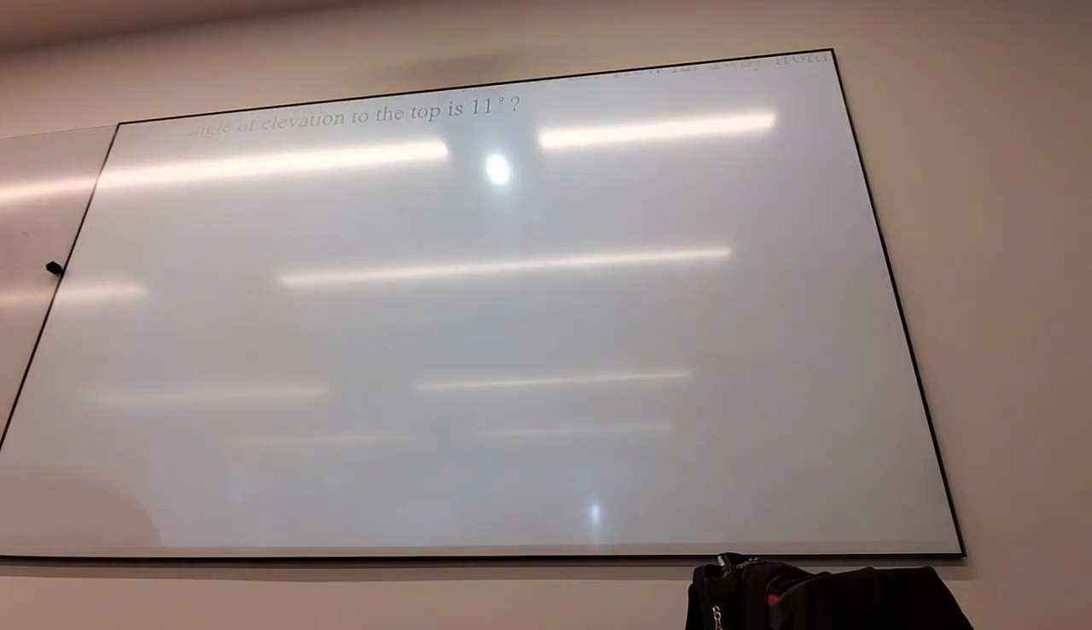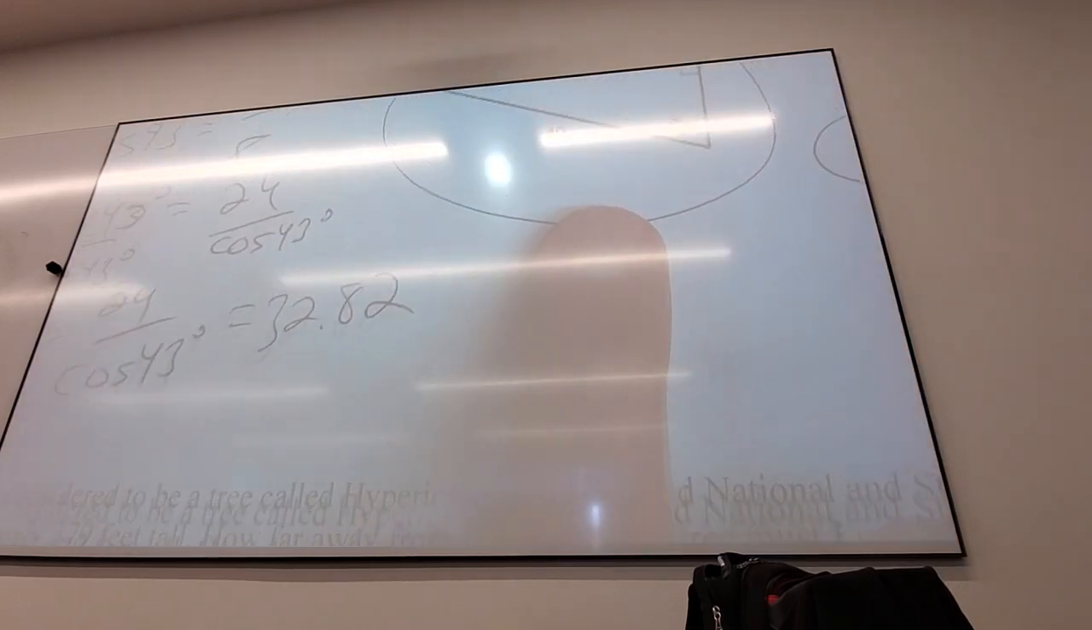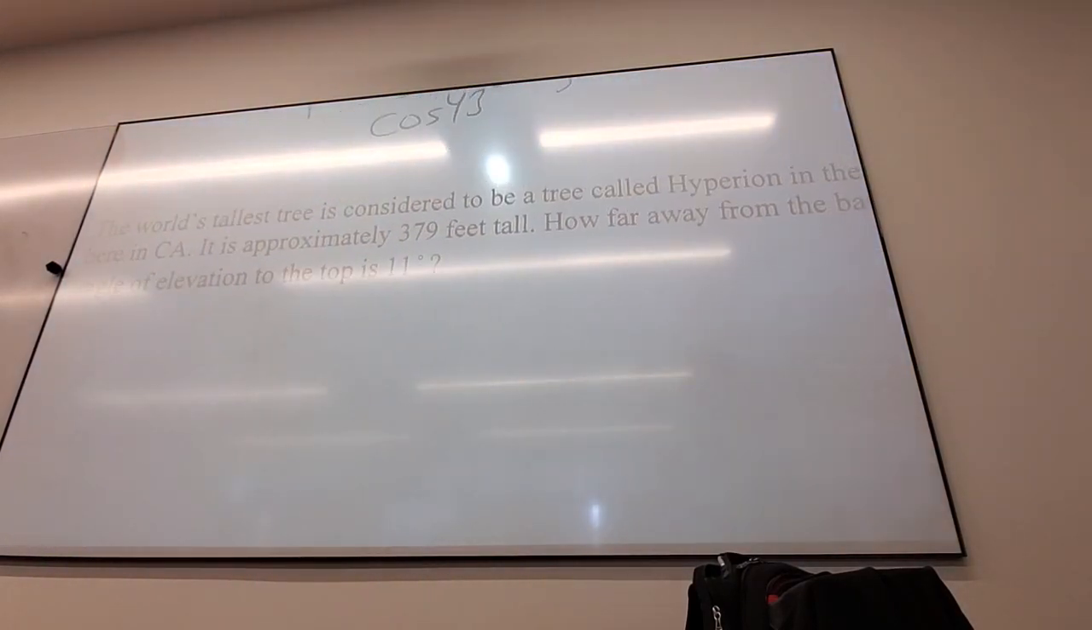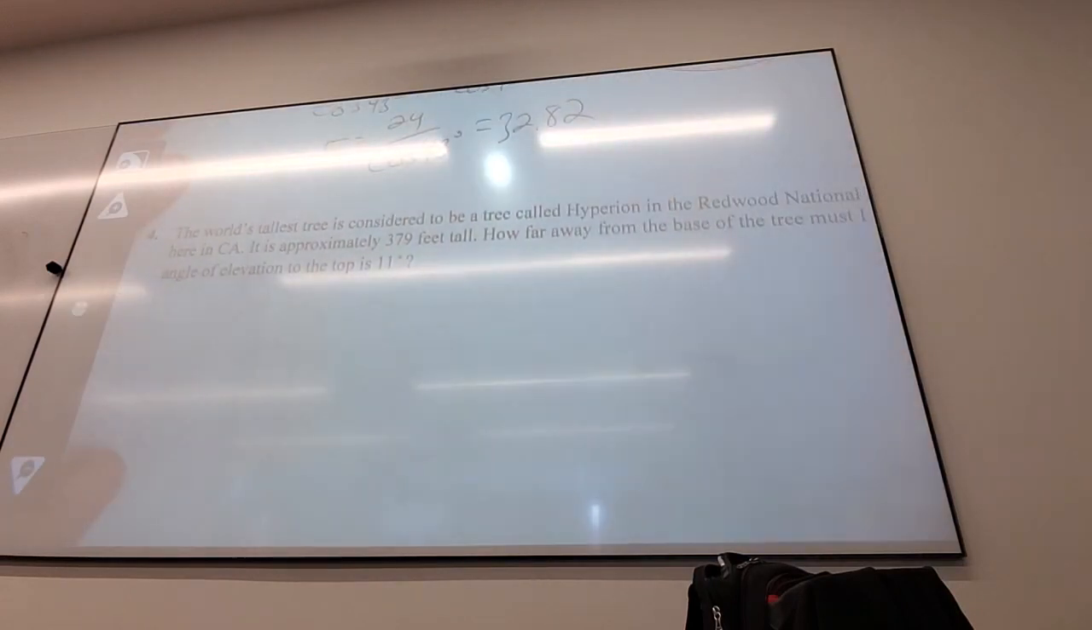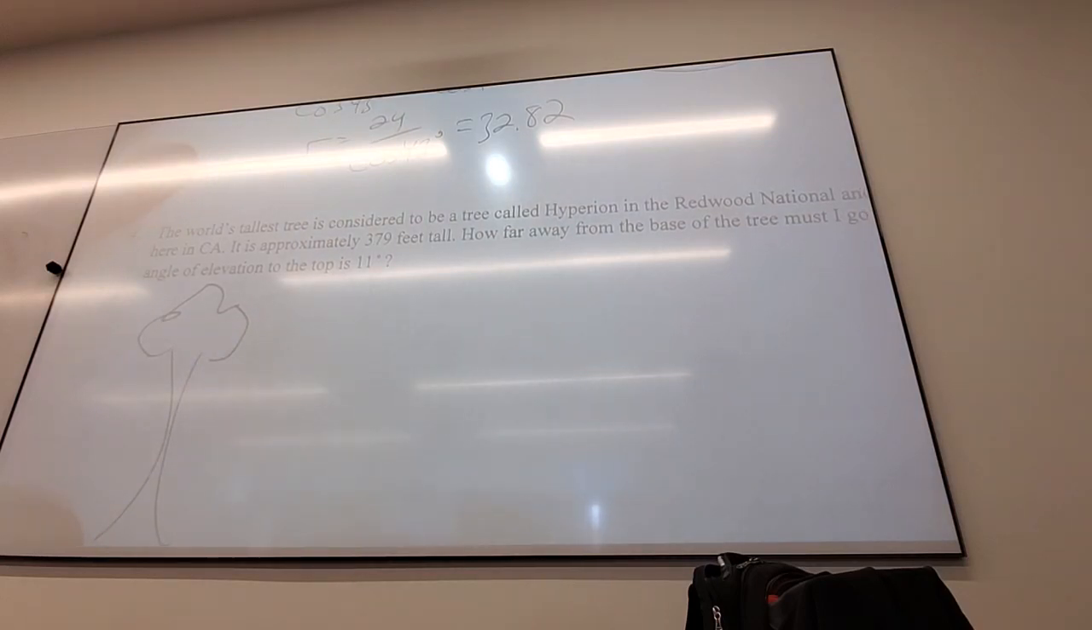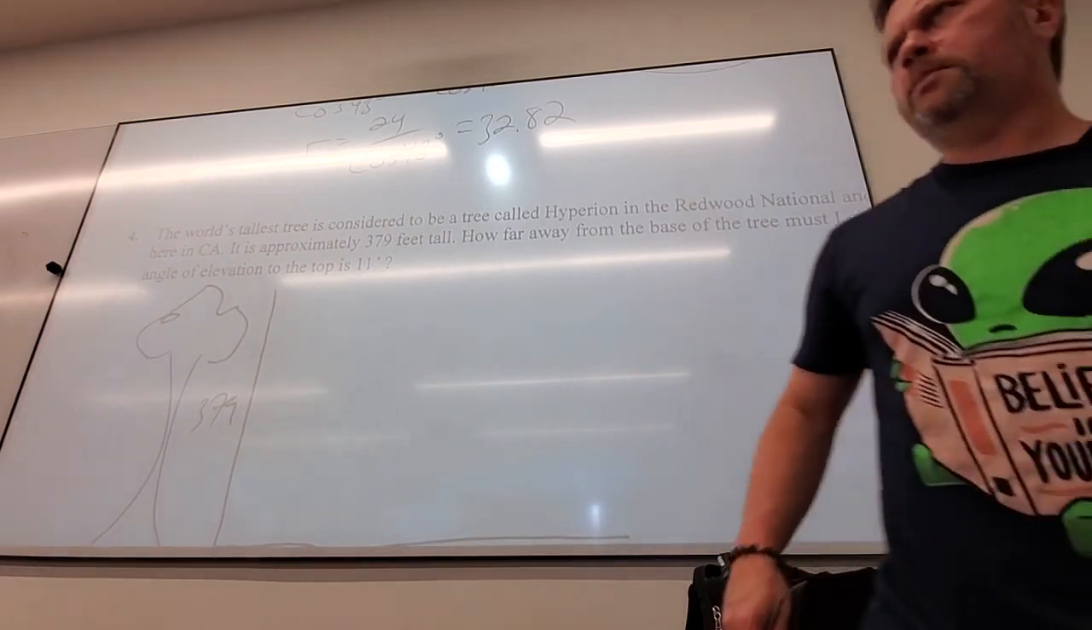Real quick. Skipping this problem for a minute because it'd be the exact same. You just gotta be careful about what's x, what's y. Look at this problem. We did one sort of like this together, I think. So we draw this tree, Hyperion. It's about 379 feet tall. How far away from the base of the tree must I go?